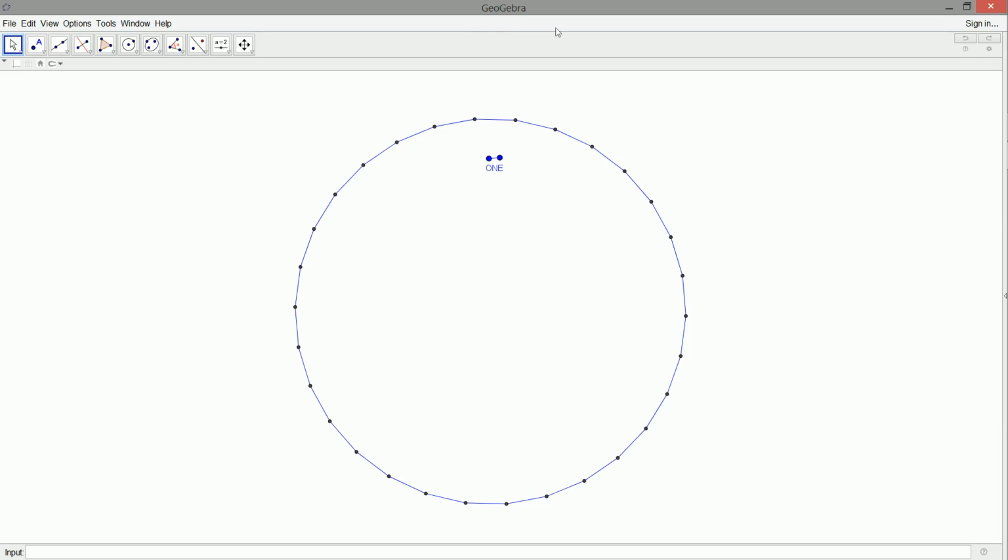GeoGebra, free from what I remember. Fantastic environment. We didn't even use most of the tools. We just used straight edge and compass here. And I think for the conic we used this point. But it's a very robust program. I don't use it nearly enough to know everything you can do with it, but there's some cool stuff you can do with it.